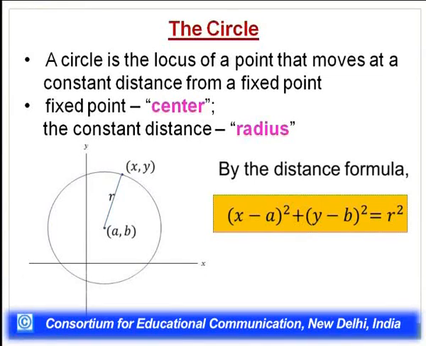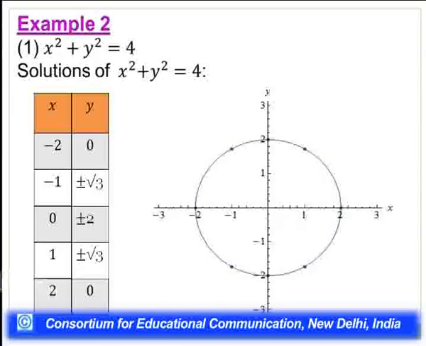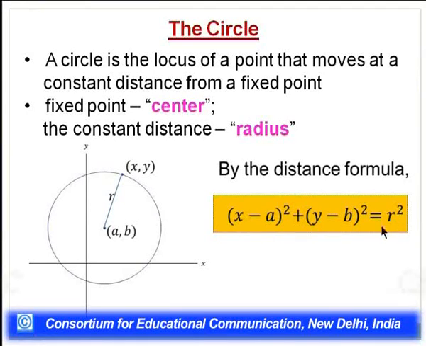Now, if we have these 2 points, x comma y, which is our moving point, and the center a comma b, and we know that the distance between them is r, then clearly by the distance formula we have that (x minus a) the whole square plus (y minus b) the whole square is equal to r square. And this then is our equation of a circle. In the example that we did on the previous slide, we have x square plus y square is equal to 4. So clearly the radius r is 2, and the circle is centered at the origin because we didn't have any a or b terms in that example.